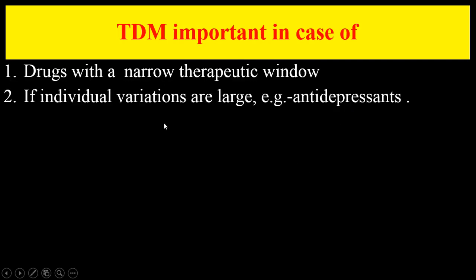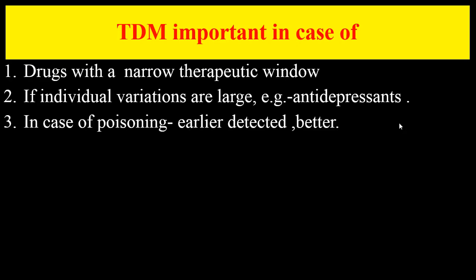And in case of drugs where the population variations are quite large, for example, if I take an antidepressant and Mr. Ram takes the antidepressant, I may have a large plasma level of antidepressant, but due to different pharmacokinetic reasons, Ram may be having only a small amount, because these drugs are subjected to large interindividual variation. So for these kinds of drugs also we take therapeutic drug monitoring.